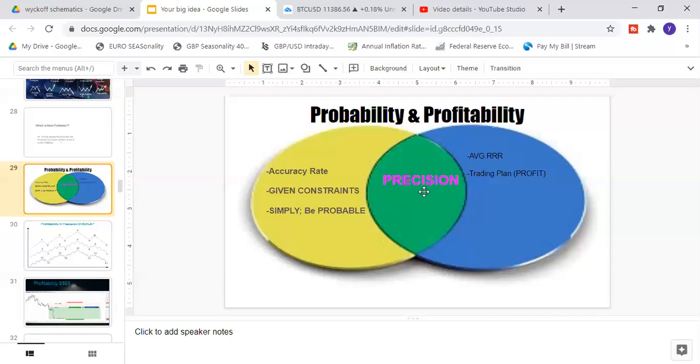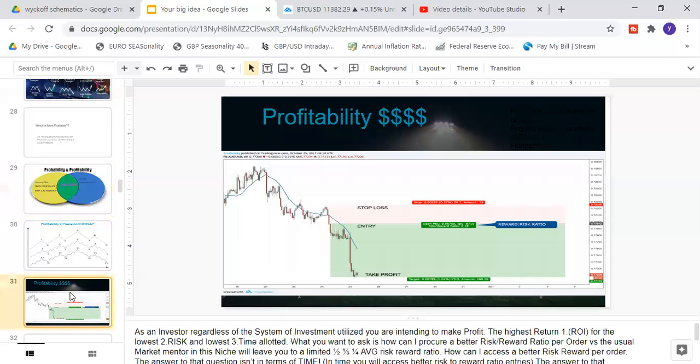And if they answer, with time you'll be able to enter and hold trades, and with time you'll catch a 1 to 7, 1 to 8. That's wrong. The answer to that question isn't in terms of time, it's in terms of precision. And I'll show you through this example.